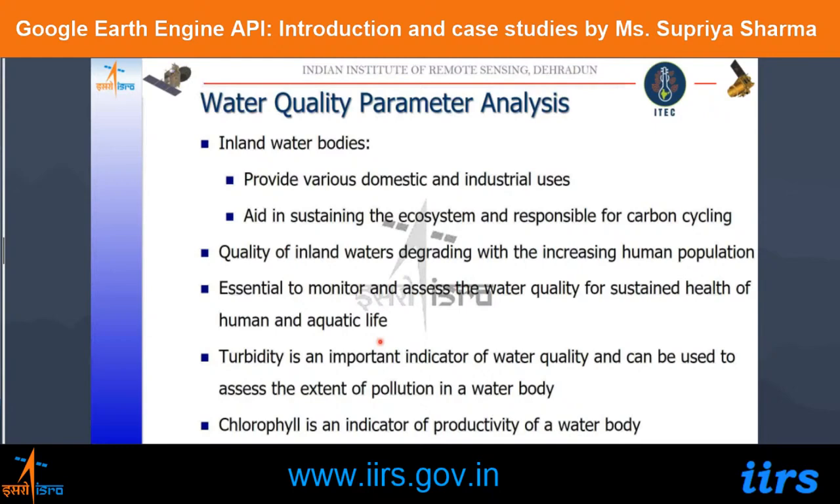Turbidity is one important indicator of water quality, and this can be used to assess the extent of pollution in the water body. Chlorophyll could be considered an indicator of the productivity of the water. So for this, an application has been built at IIRS, which measures the water quality using Sentinel-2 images. It maps three water quality parameters, which are turbidity, Secchi depth, and chlorophyll of inland water bodies.